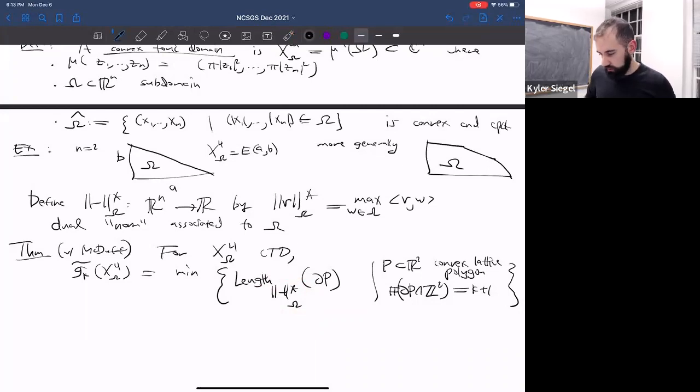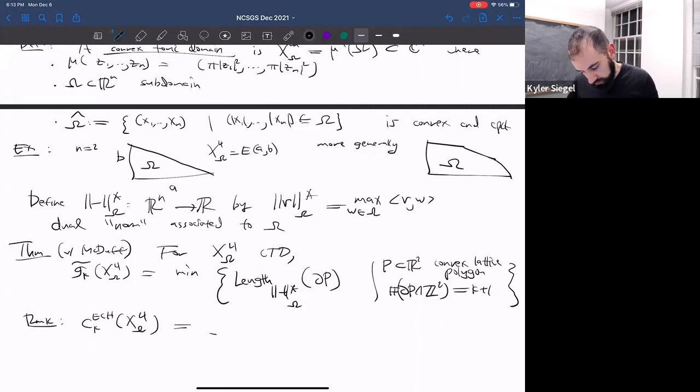And so let me maybe first mention, I know there are some ECH experts in the audience, that I want to compare this to the computation of the kth ECH capacity of X omega 4, and this is known to be given by the exact same formula, except that instead of asking for k+1 boundary lattice points, you ask for k+1 lattice points on the boundary and interior, I believe.